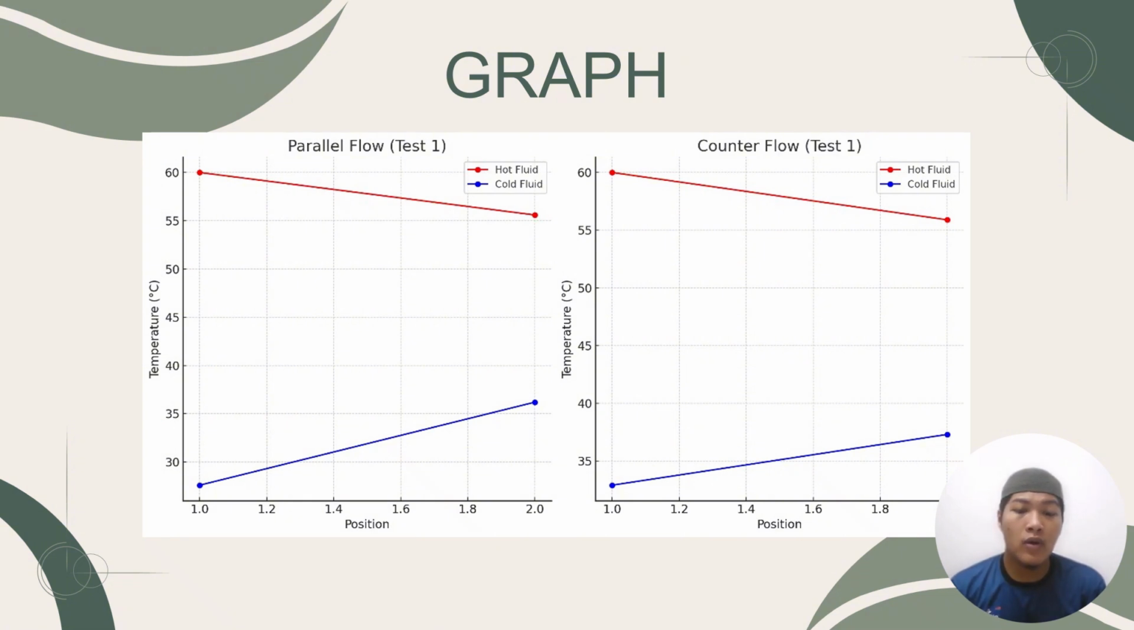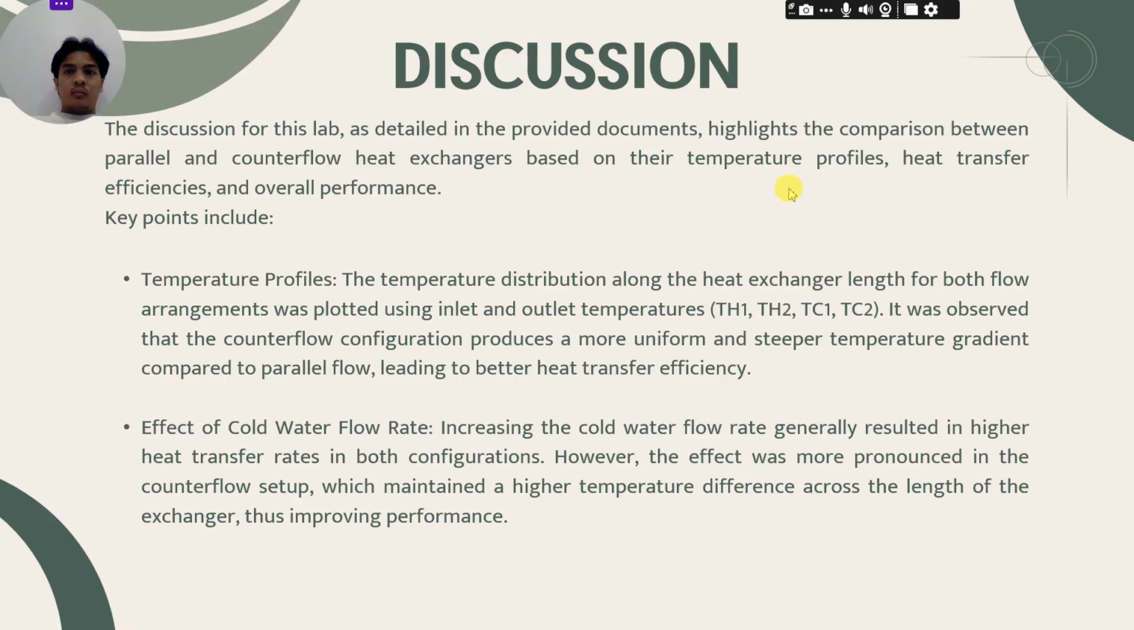In parallel flow, both move in the same direction, so the temperature difference drops quickly, making heat transfer less efficient. In the counter flow, they move in opposite directions, keeping a bigger temperature difference along the way, which leads to better heat transfer. This is why counterflow systems are usually more effective.